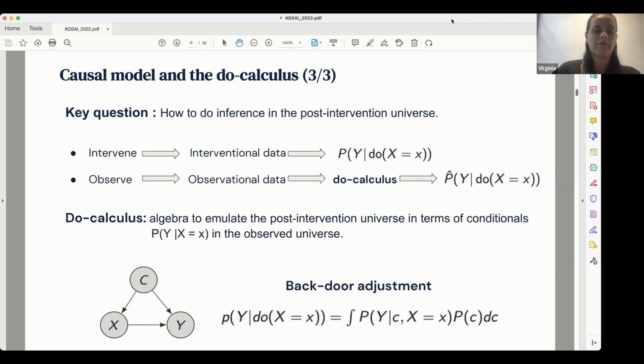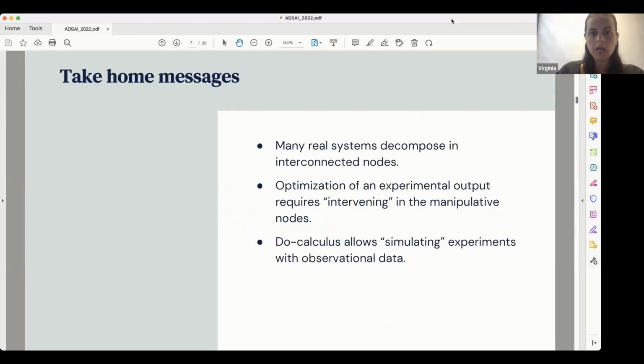So for example, for this graph X, Y, and Z, if we want to estimate the interventional distribution for X, then we can compute this integral. And most of the time, these integrals are not available in closed form. And so we do have an approximation that is as good as our estimation of the conditional distributions in the observed universe. So up to now, we've seen how many real systems in healthcare, in ecology, can be represented by a set of interconnected nodes. Optimizing an output in a causal graph requires performing intervention in these manipulative nodes in the graph, but the do calculus allows us to simulate experiments with observational data.